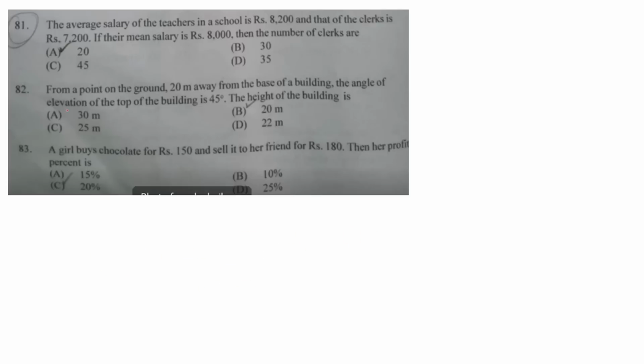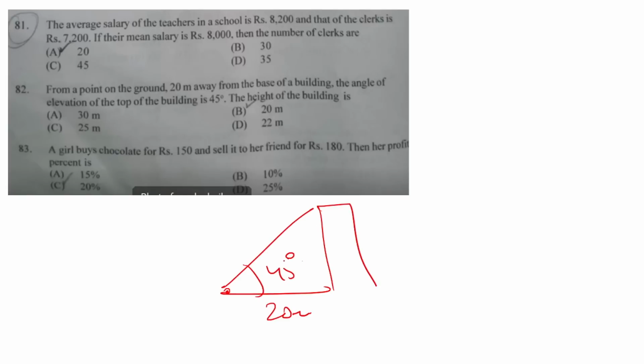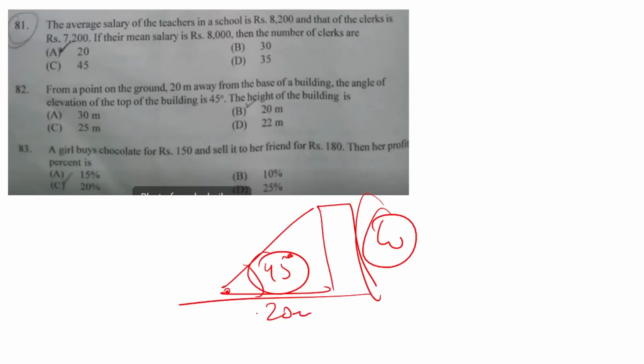Question number 82. From a given point on the ground, 20 meters away from a building, the angle of elevation of the top of the tower is 45 degrees. What is the height of the building? The height of the building is the perpendicular, and the distance is the base. Since theta is 45 degrees, the answer is 20. So 20 meters is the correct answer.